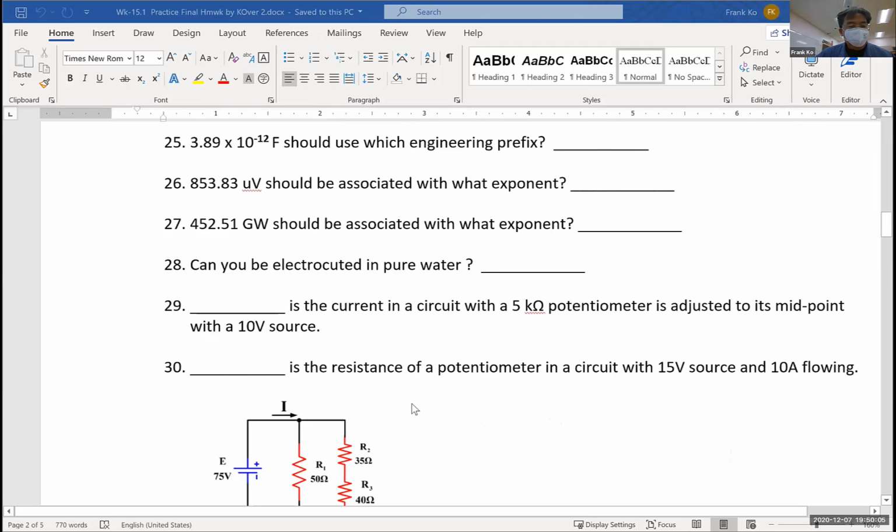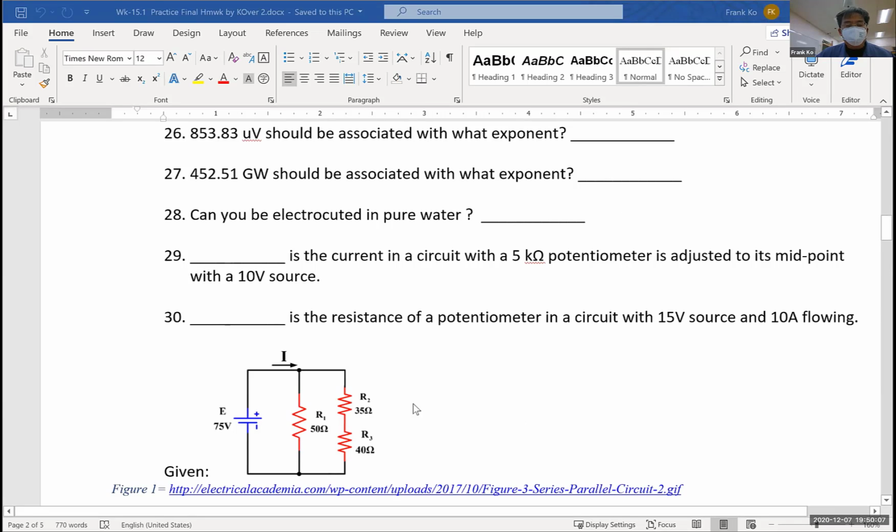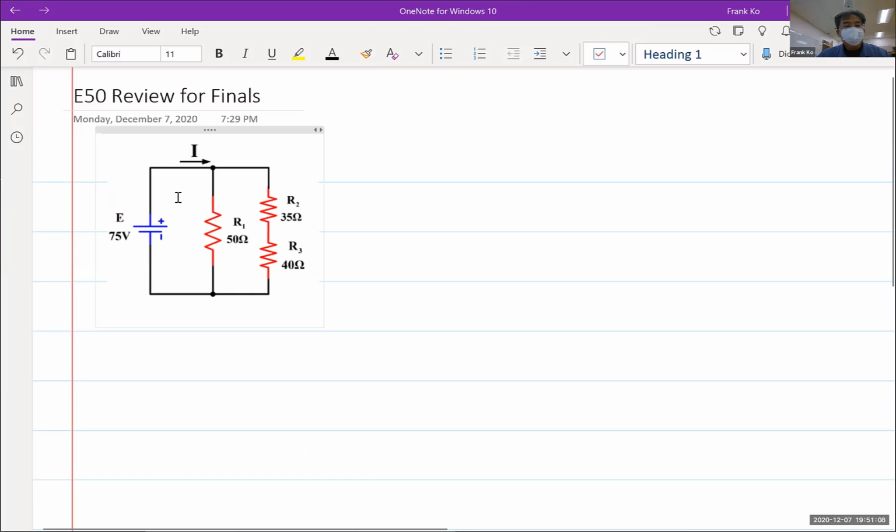And so question number 30, blank is the resistance of a potentiometer circuit, 15-volt source and 10 amps flowing, should be 1.5 ohms. Okay, now we have a very interesting circuit. So let me go ahead and snip this guy. Okay, everybody see my screen okay?